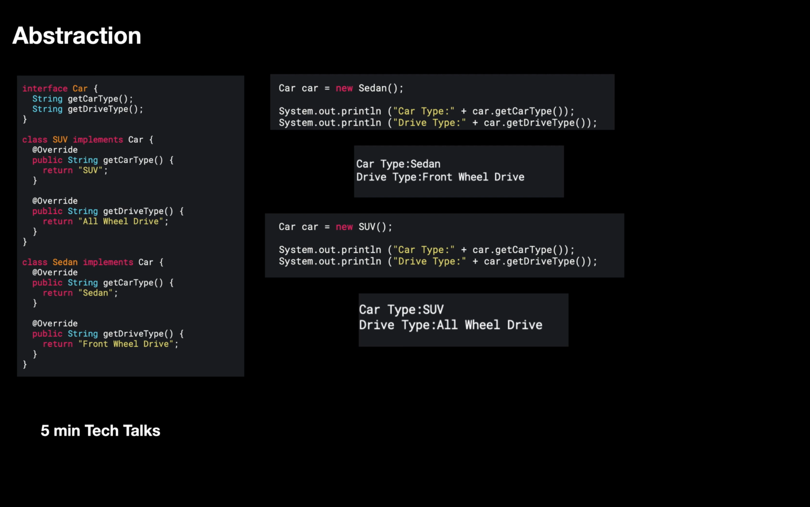So you can look at this example here where there's an abstraction called car and its concrete implementations are SUV or sedan. In the abstraction of car, we are saying that at a high level, a car should have a car type and a drive type. Its concrete implementation SUV then defines what the car type SUV is and what the drive type all-wheel drive is. Similarly, sedan, which is another implementation of car, has the concrete implementation of car type as sedan and drive type as front wheel drive.